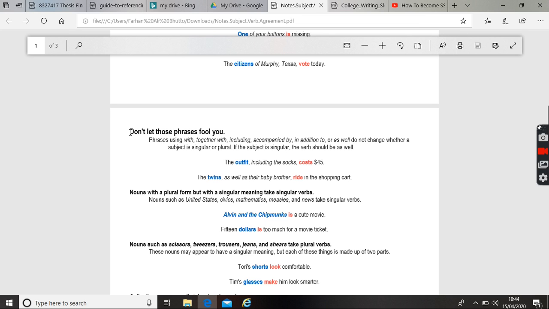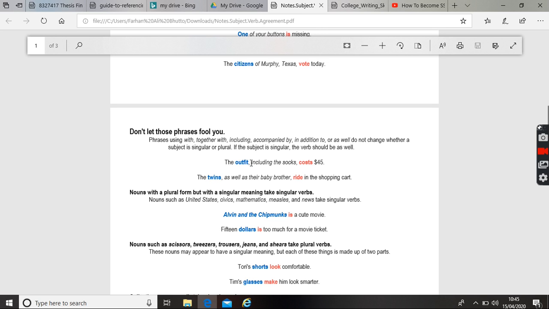Okay, so now the next rule is don't let those phrases fool you. Phrases using with, together with, including, accompanied by, in addition to, or as well as do not change whether a subject is singular or plural. If the subject is singular, the verb should be as well. Now keep in mind that if you have got an additional phrase in your sentence, that additional phrase is not your subject. How can we know that you have got an additional phrase? This additional phrase most of the time is between two commas.